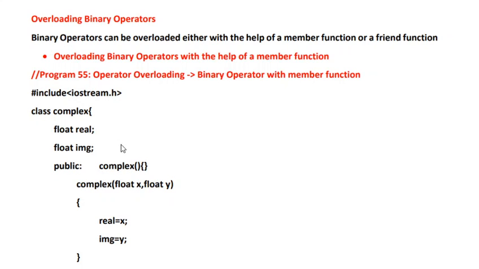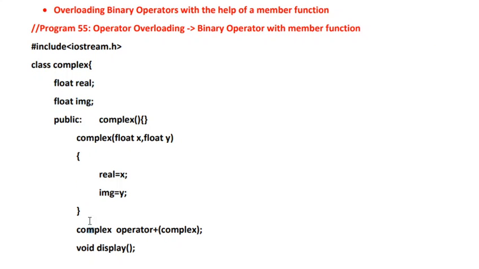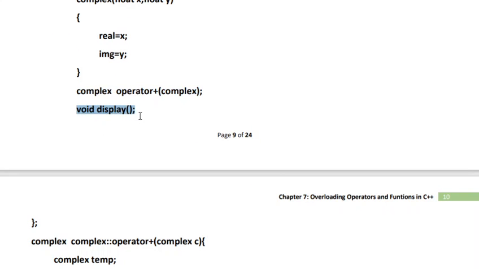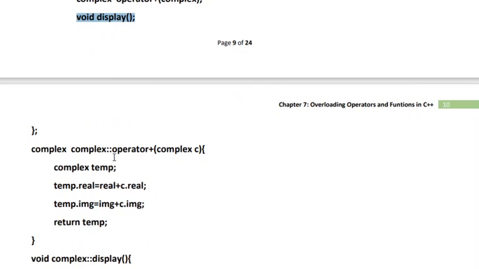So again, what I'll do is I'll repeat it. Here what we have is a class complex. We have two members that are placed in the private section. We have the constructors. One is the default constructor, the other one is a parameterized constructor, and then we have an operator function that takes in a variable of type complex and returns a variable of type complex. Then I have a display function that is capable of displaying the content of the object.